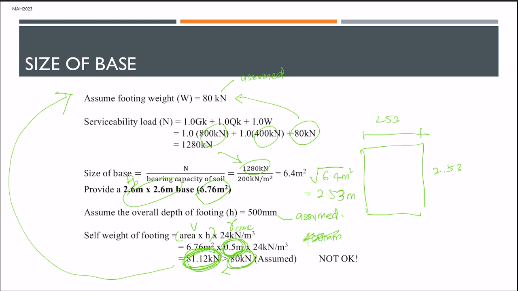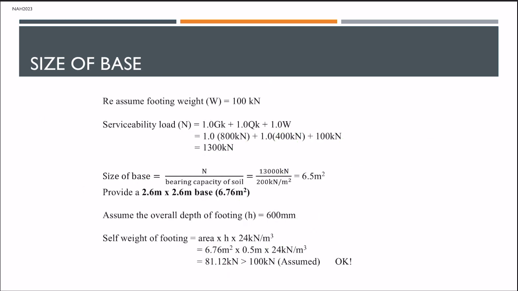Right, so our assumption kena bertukar lah, tak boleh pakai 80 kilonewton. Kita akan naikkan our assumption, right? So kita naikkan, so I reassume balik ke 100 kilonewton. And recalculate again the serviceability load with this new value of footing weight.